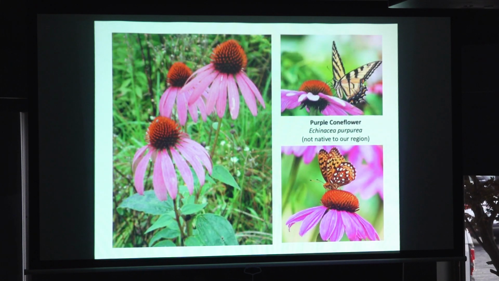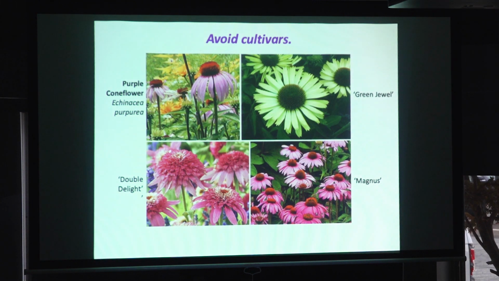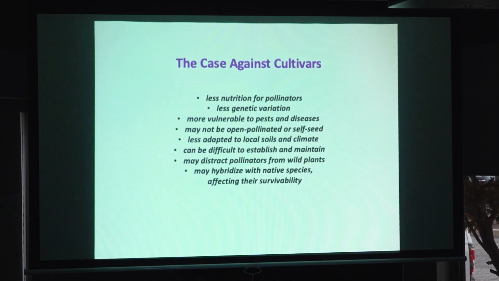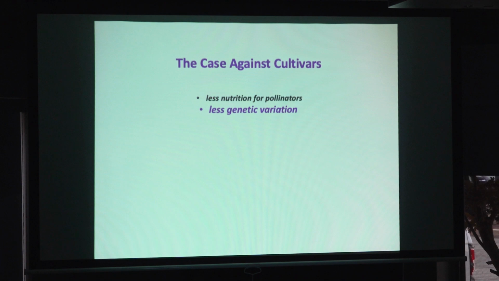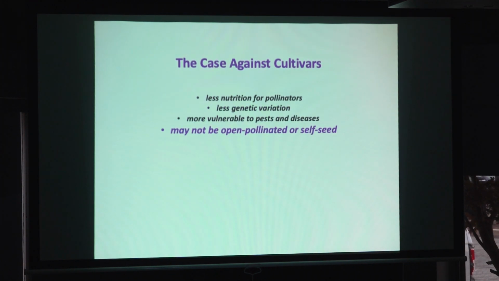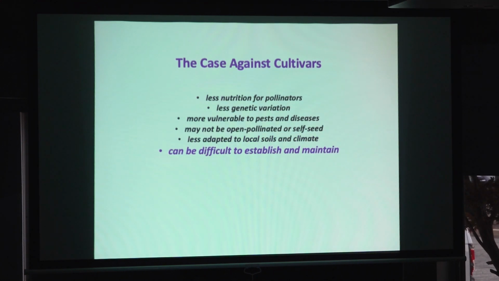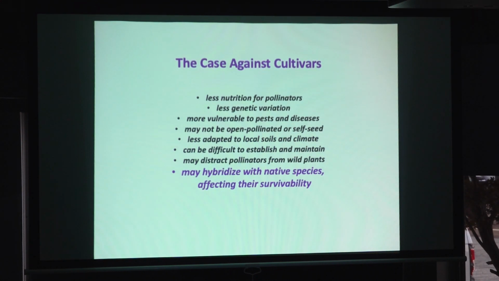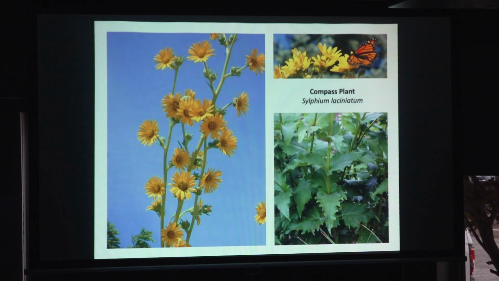Instead, purple coneflower, which actually is not native to our region, but it sure is enticing to the butterflies, and it's a useful plant in our landscapes. But please, if you do use it, avoid cultivars for the following reasons: less nutrition for pollinators, less genetic variation, more vulnerable to pests and diseases, may not be open pollinated or self-seed, less adapted to local soils and climate. It can be difficult to establish and maintain. It may distract pollinators from wild plants. They might hybridize with our native species, which affects their survivability.